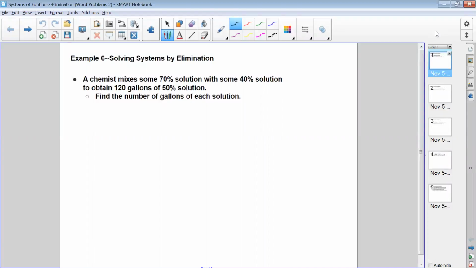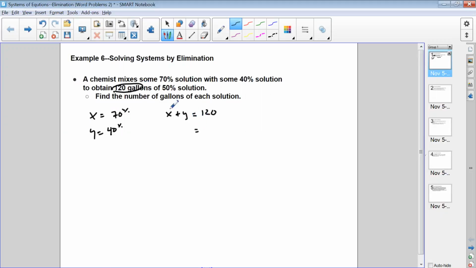We'll now look at our second set of equations that involve elimination. This section will involve mixtures, where we look at percentages. A chemist is mixing two different types of solutions. So we're going to say that X is the 70% solution and Y is the 40% solution. We need to obtain 120 gallons, so X plus Y is equal to 120 gallons.